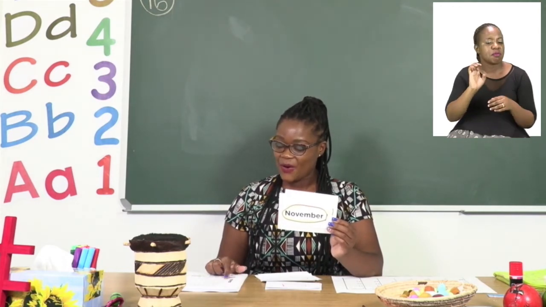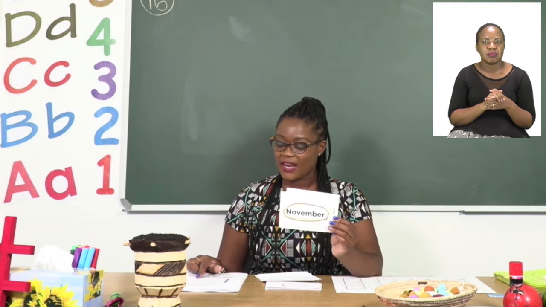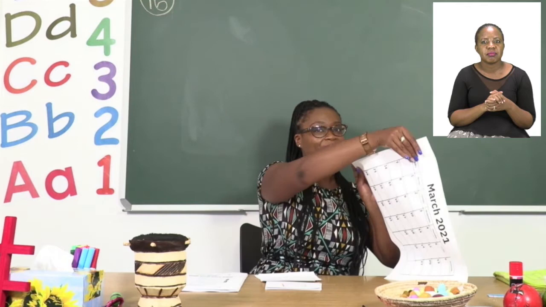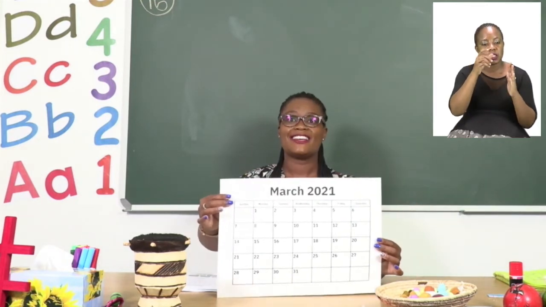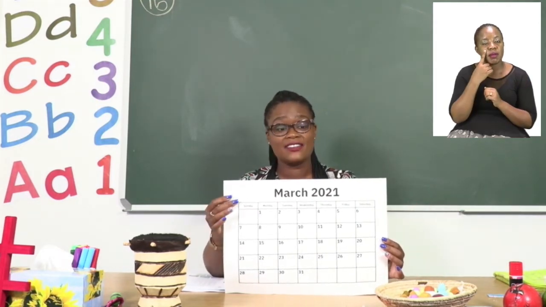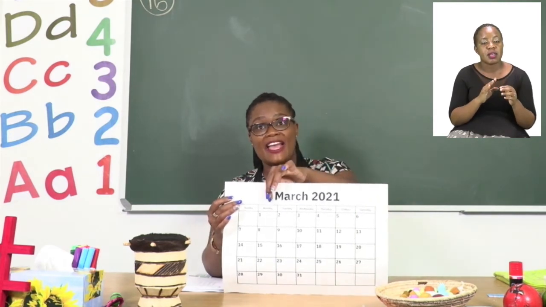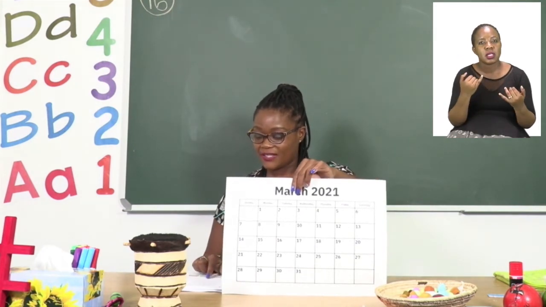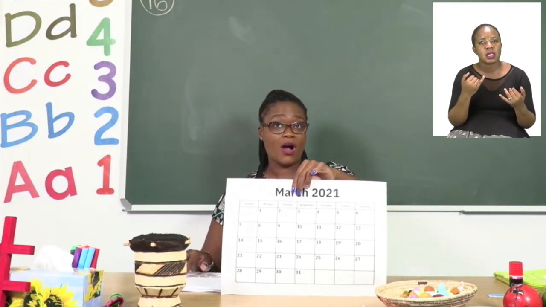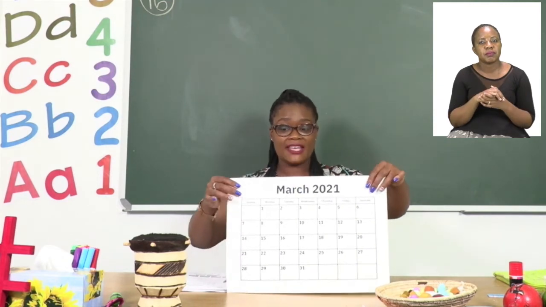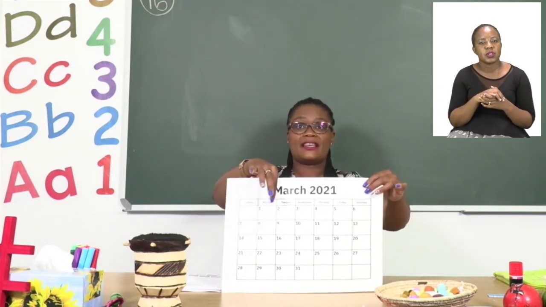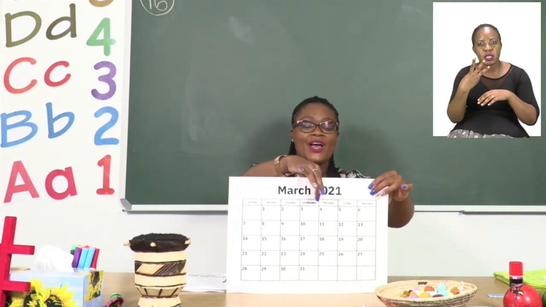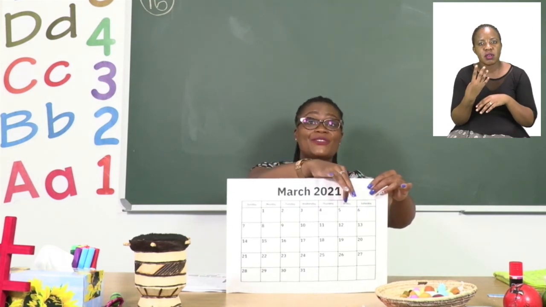And it says, write the date of the second Friday of March. Now we need our March calendar. Now our March calendar, as you can see, starts the first on a Monday. And the question said we must write the date of the second Friday of March. So we can start by looking at the days of the week. We have Monday, Tuesday, Wednesday, Thursday, and Friday.